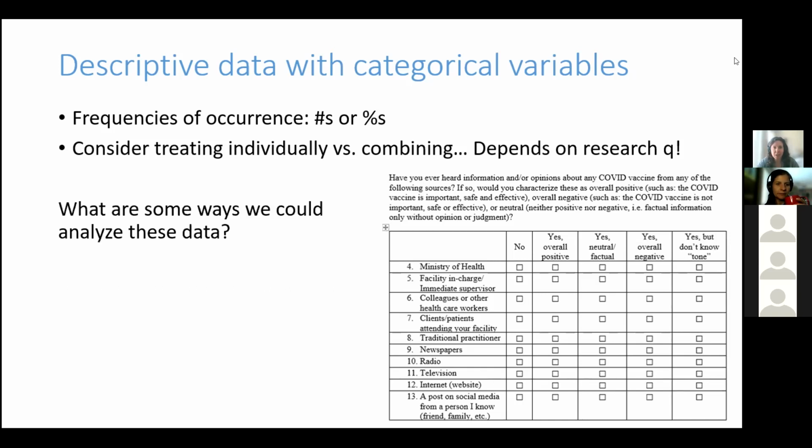Okay, so what are some ways I can analyze these data? These data are coming in now, so I'm actually facing this question right now. Give me some ideas you might have of how I could analyze these.